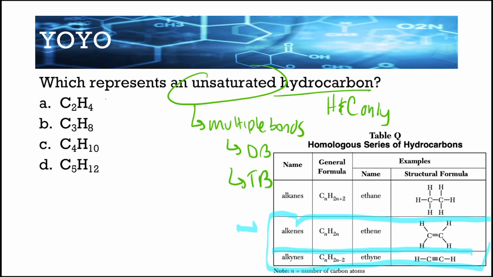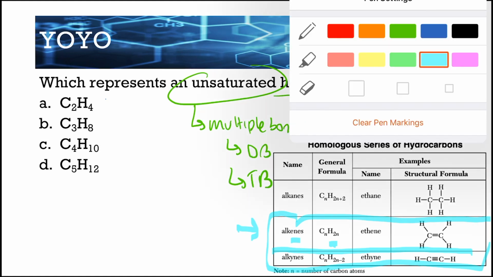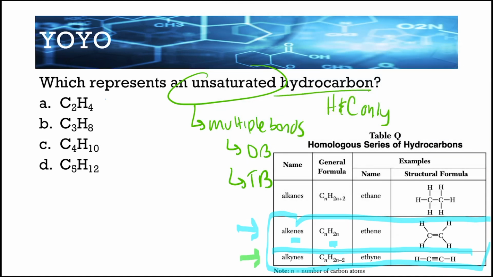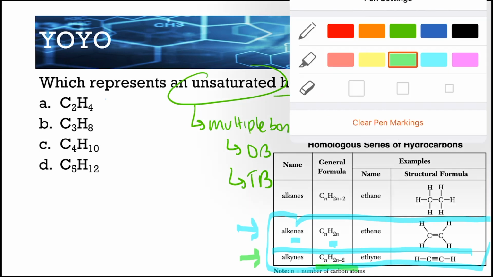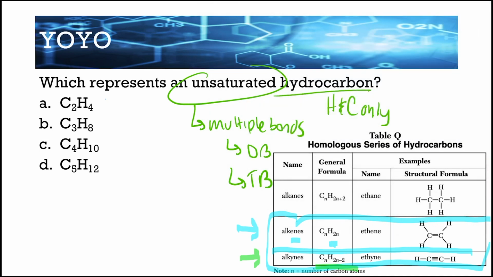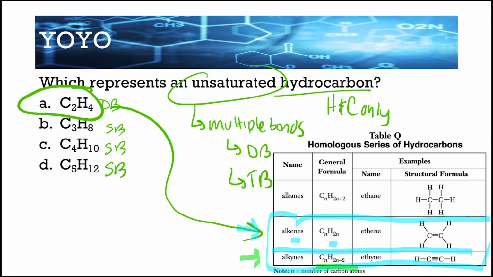Things with double bonds are called alkenes. They end in -ene and have that formula. And then alkynes, with the -yne ending, have triple bonds and follow this formula. So if we look at the different formulas given, we can see, it might take some time, but A fits into the double bond formula. It fits into that one right there. B, C, and D all fit into the single bond alkane formula. So that means A has to be the answer.